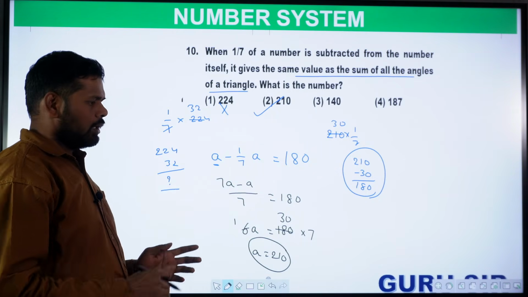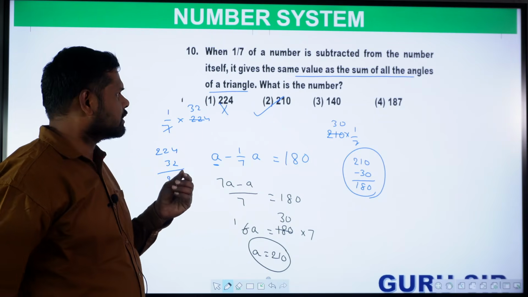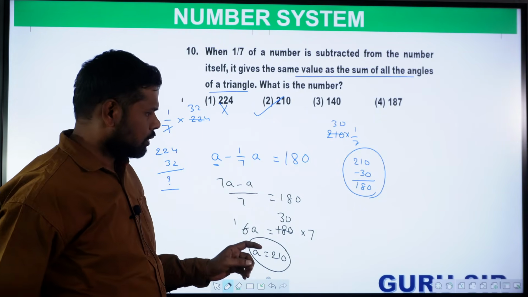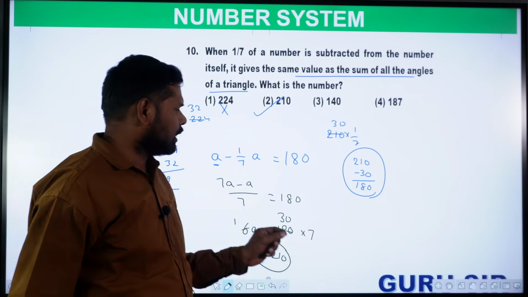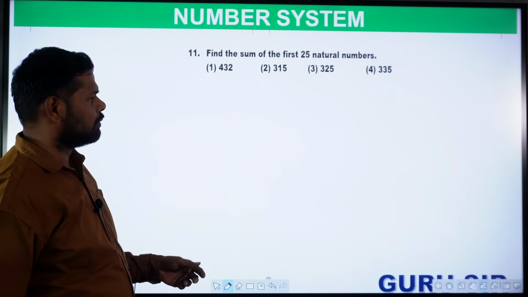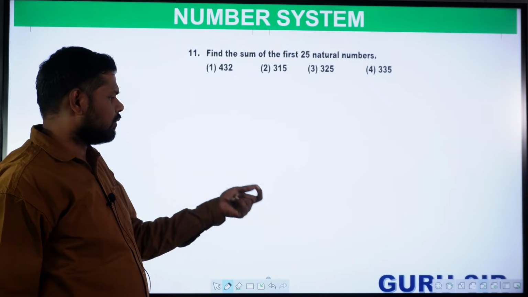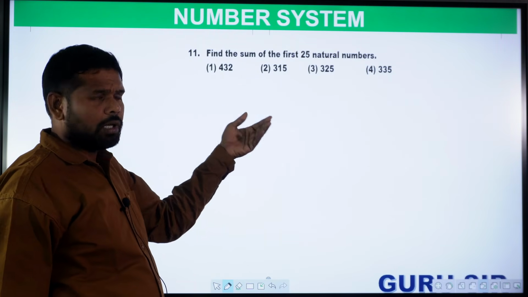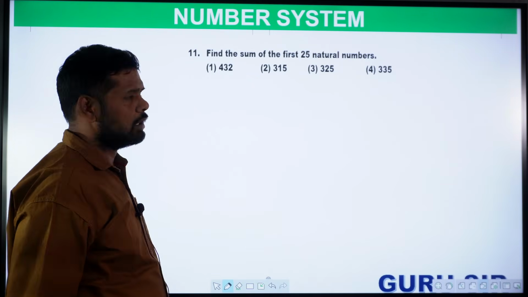So definitely every question can be solved in 2 or more ways, no doubt on that. So we need to find out the best method. Sometimes if our mind is not able to find an easy method, go for the traditional one. Sometimes go for the options, substitute, and get the exact answer.